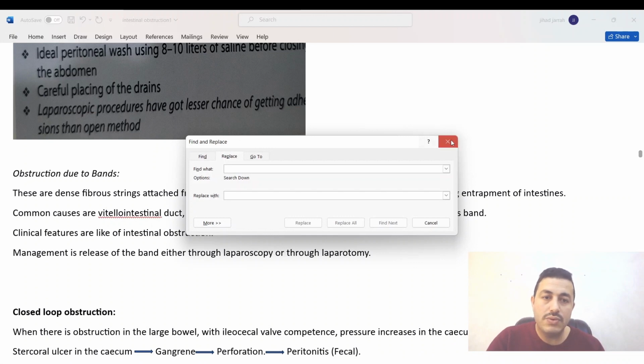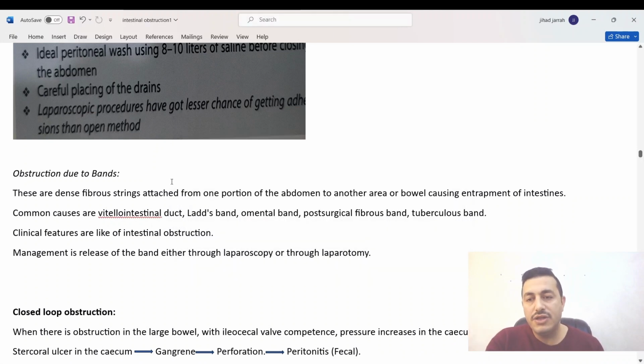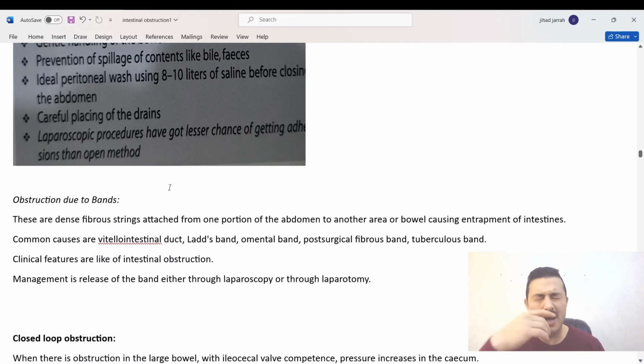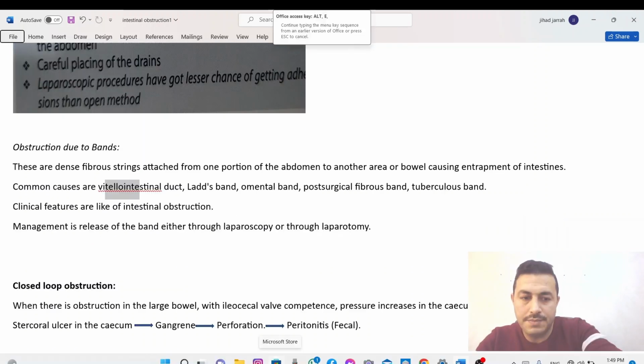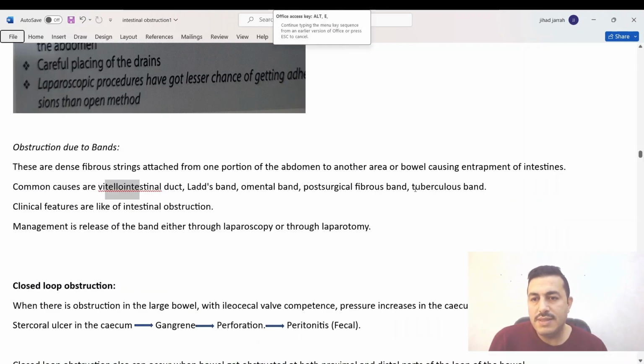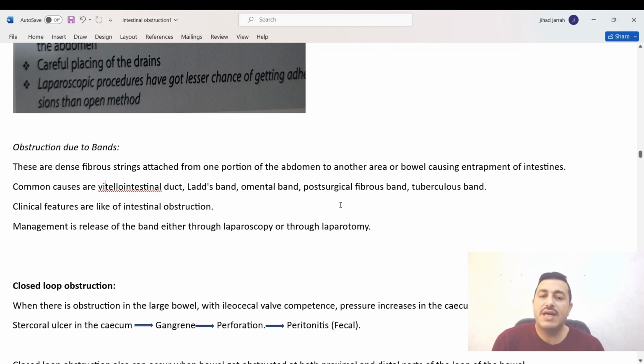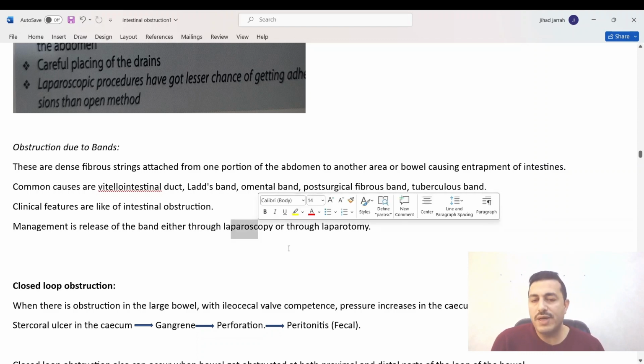Okay, and obstruction due to adhesions and due to bands, mostly single bands such as in vitellointestinal. We said that of these bands are the vitellointestinal duct bands, omental band, post-surgical fibrous band, tuberculosis band. These can be managed either laparoscopically if we can, or by laparotomy.